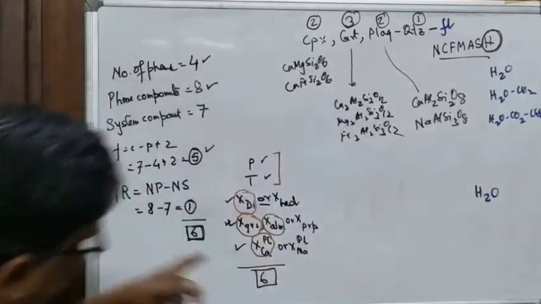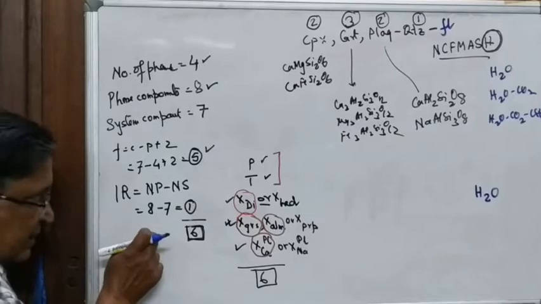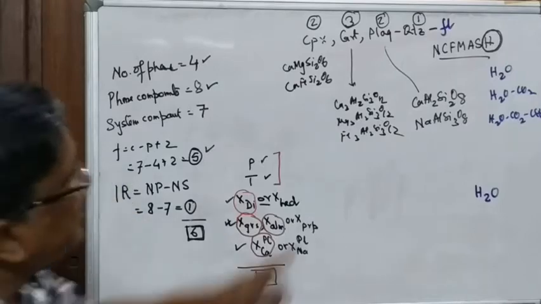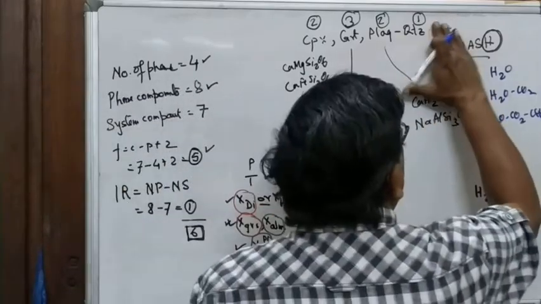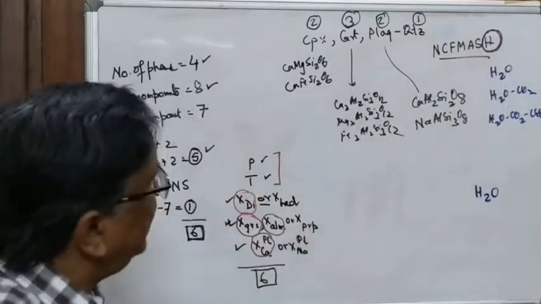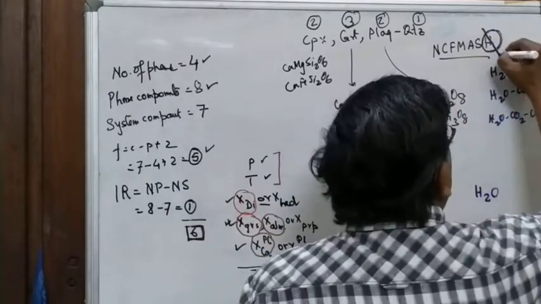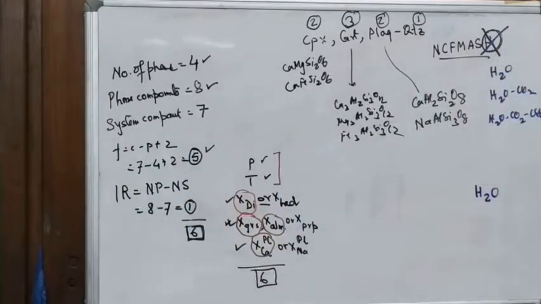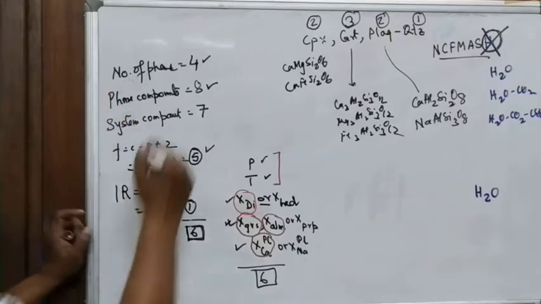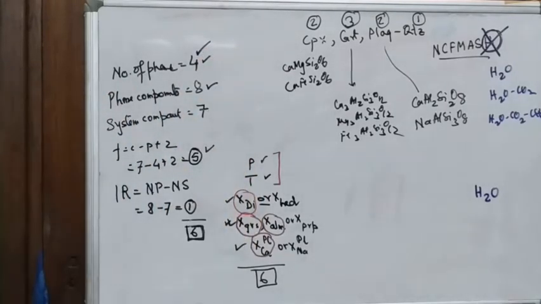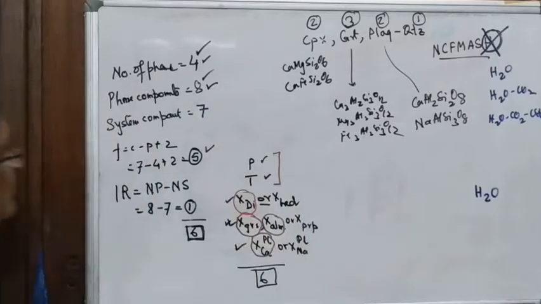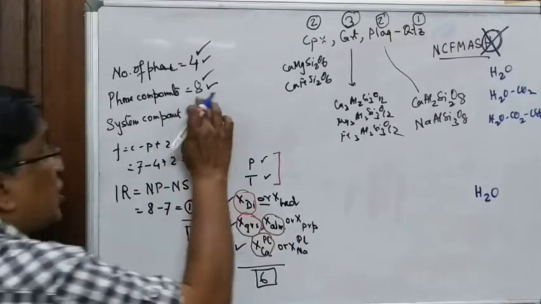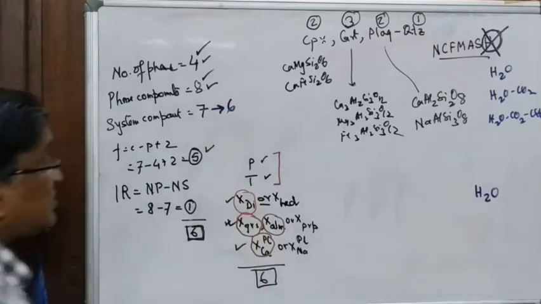Do you see? So here is the problem. This has come up because of NCFMASH. Now let's say what we do is, let's cross H. The number of phases, 4, remains the same. The number of phase components remains 8. The number of system components goes down to 6.